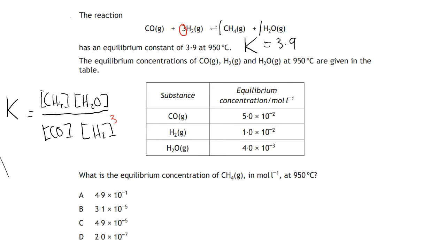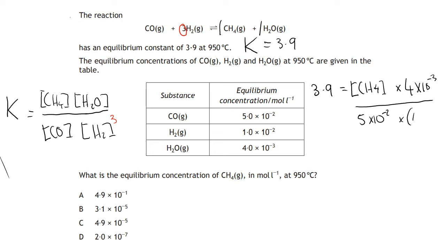Now, we're trying to work out CH4. So, 3.9 is equal to CH4 multiplied by 4 times 10 to the minus 3, divided by 5 times 10 to the minus 2 multiplied by 1 times 10 to the minus 2 cubed. So what I'm going to do is just do everything on the right hand side. So 4 times 10 to the minus 3 divided by 5 times 10 to the minus 2 multiplied by 1 times 10 to the minus 2 cubed.